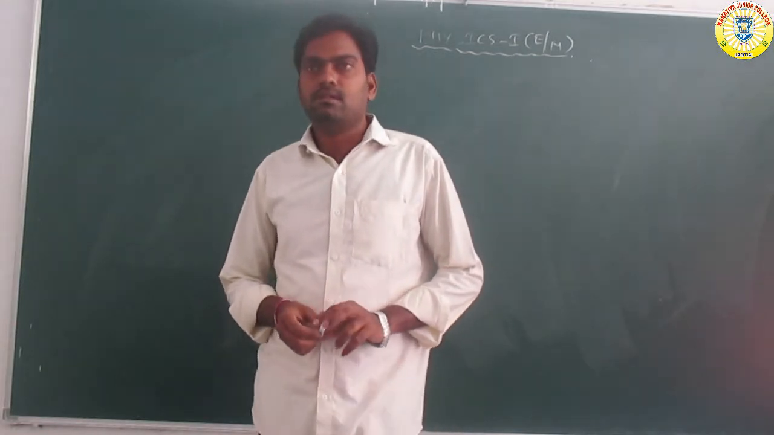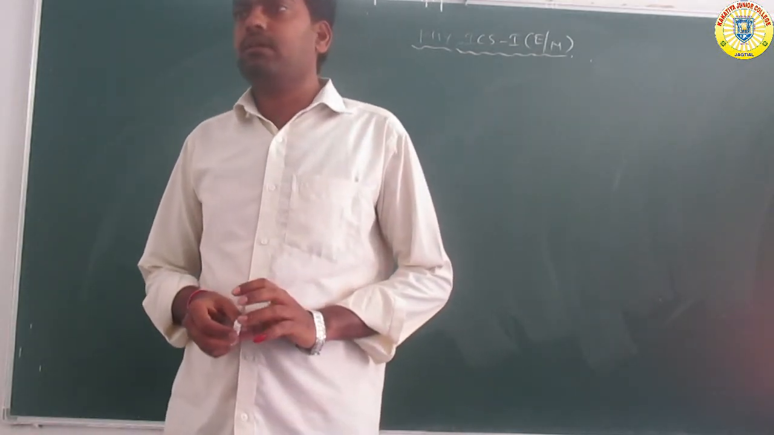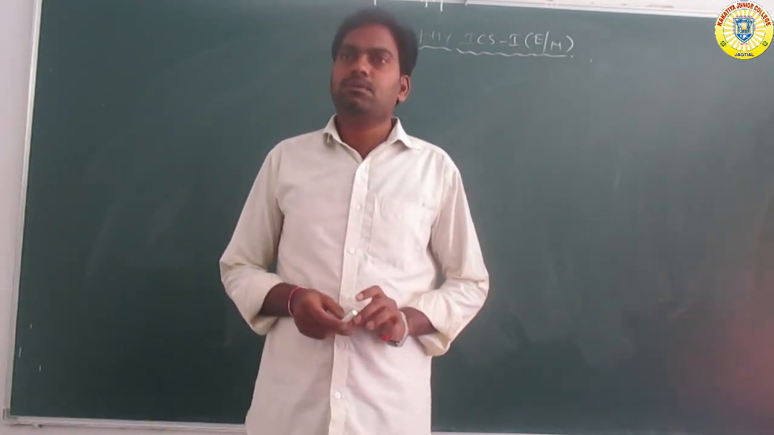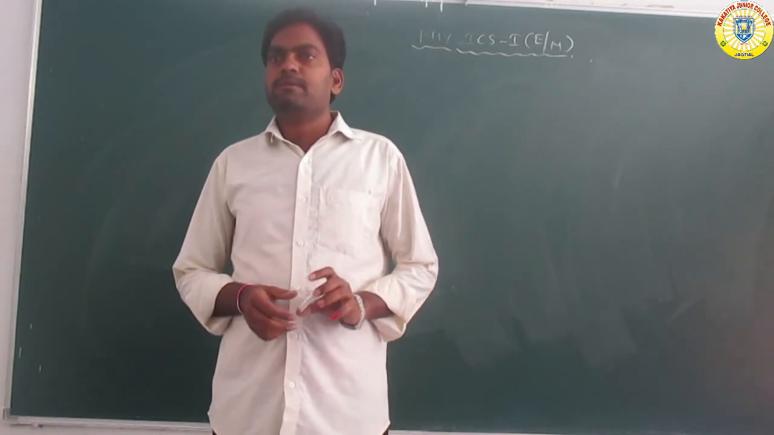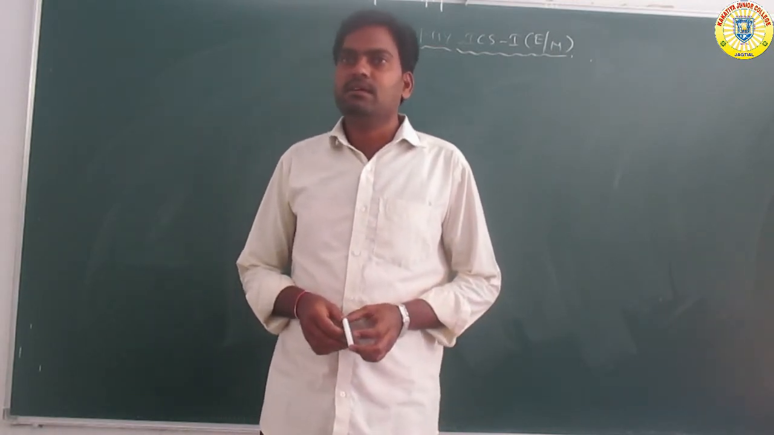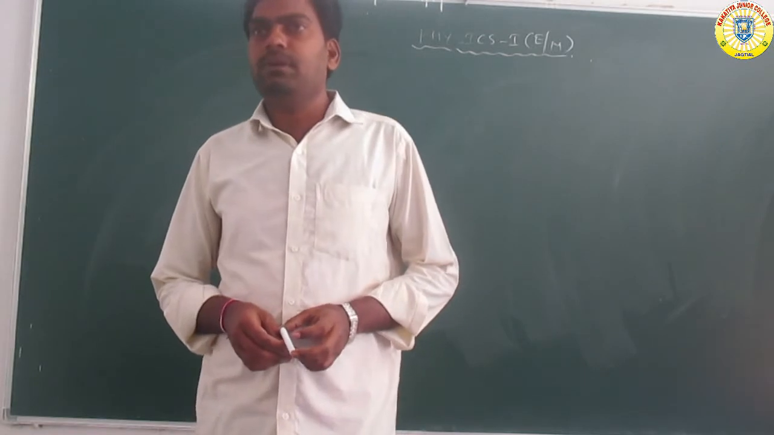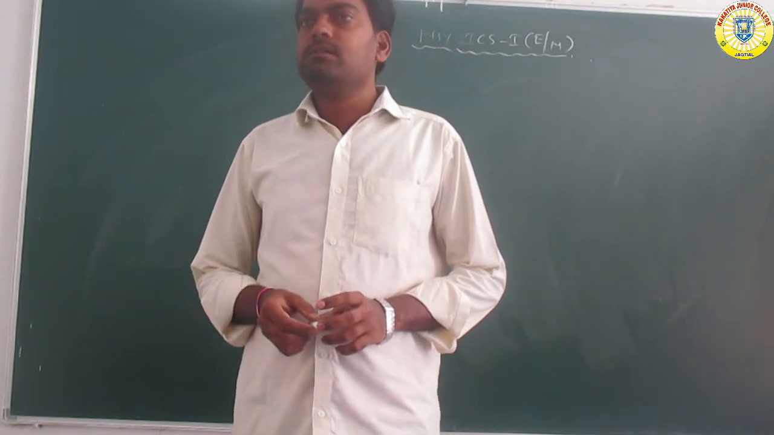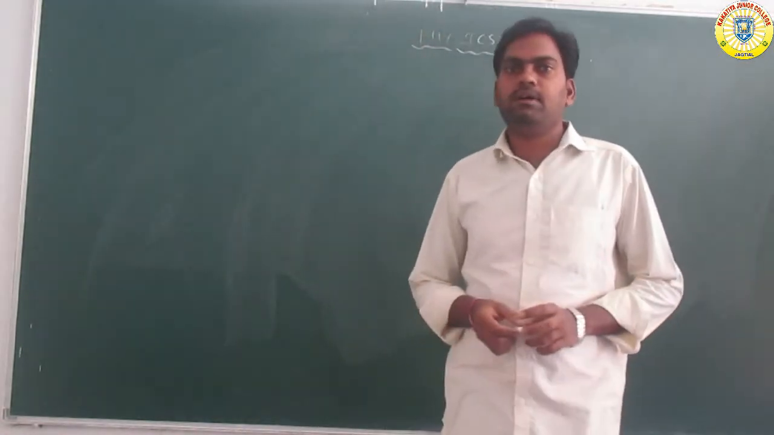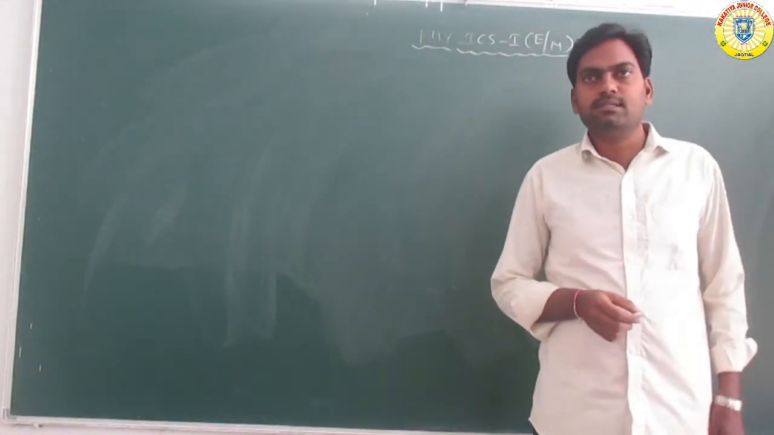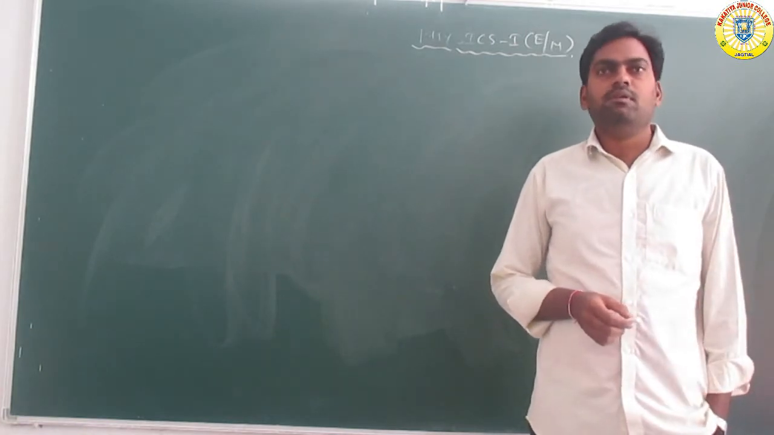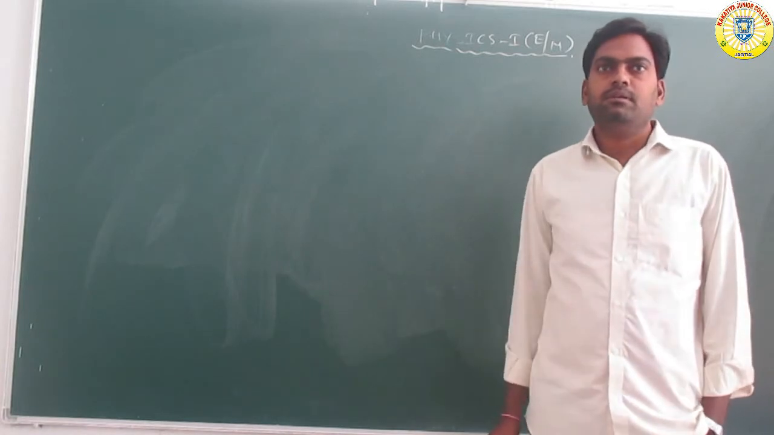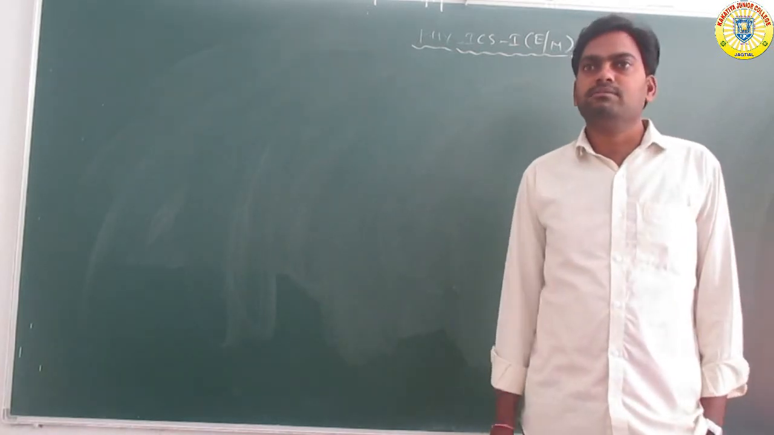So we discussed in last class, what is the topic? Collisions. What are one-dimensional collisions? One-dimensional collisions means we take only the x-axis. So that is the equation to find the final velocities v1 and v2.